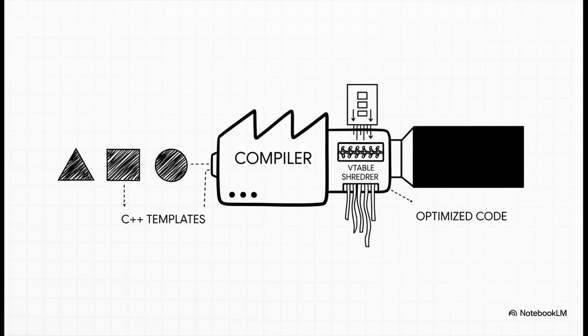And the tool that lets us do this is static polymorphism. It's a fancy term, but the idea is simple. We use C++ templates to let the compiler figure everything out and wire it all together before the program even runs.